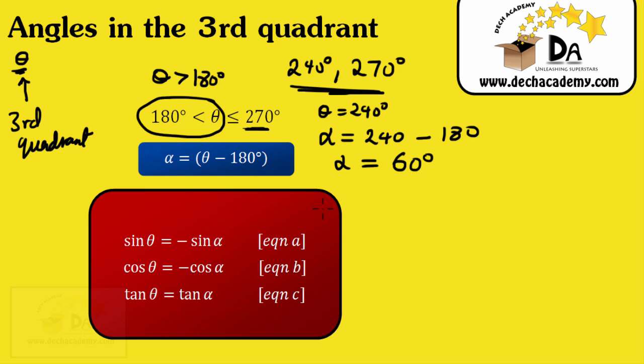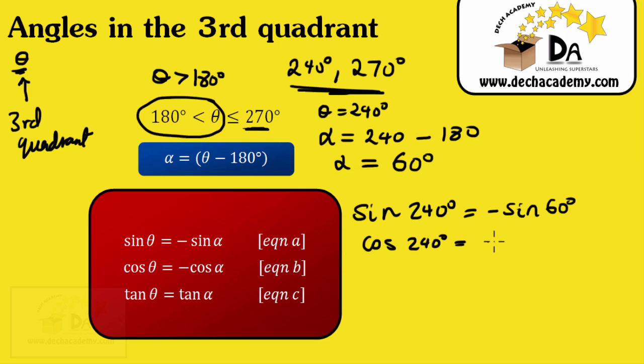Now, the sine of the angle we're interested in, theta, sine of 240 degrees, is given by sine theta is equal to minus sine alpha. So it's equal to minus sine alpha, which is what? 60 degrees. The cosine of theta, the angle we're interested in, cosine of 240 degrees, is given by minus the cosine of alpha, which is 60 degrees. The tangent of theta, tan of 240, is equal to the tangent of alpha, which in our case is 60 degrees.